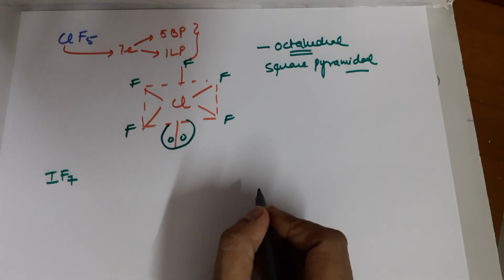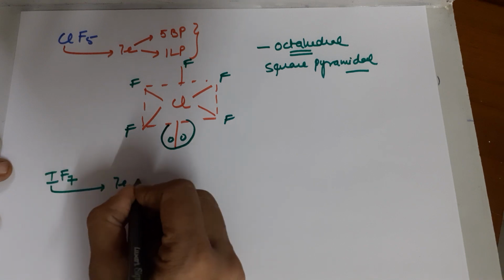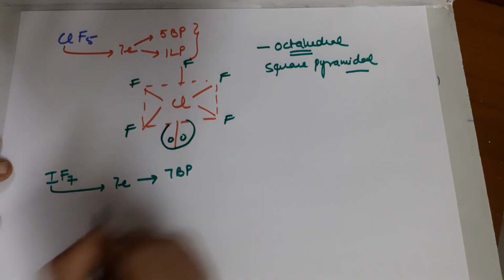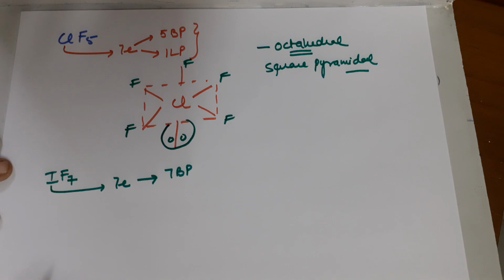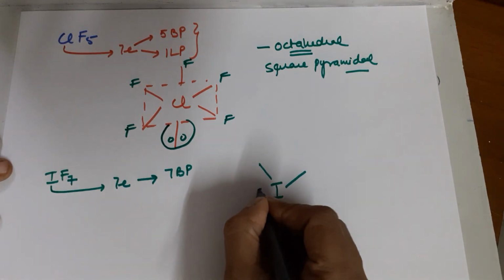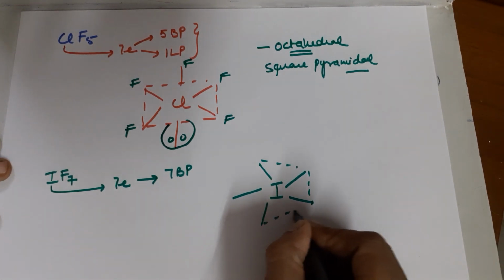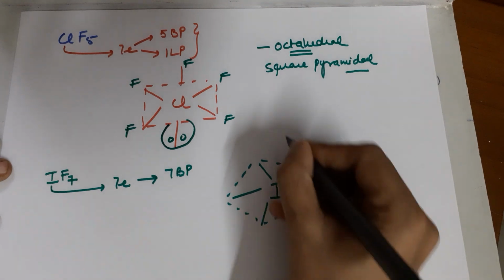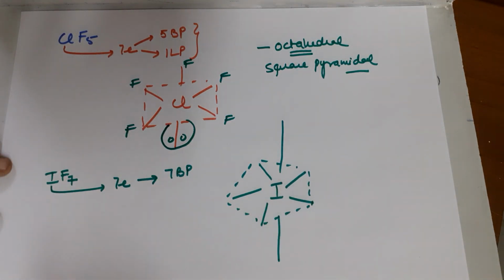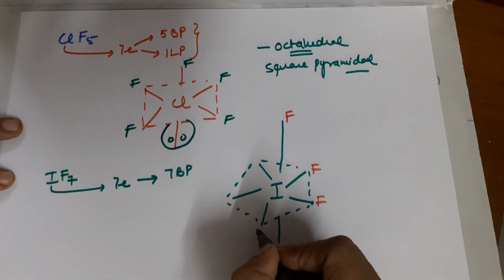Fine. The last example is IF7. This is the central atom with 7 electrons and all 7 are used, so it is 7 bond pairs. For 7 bond pairs, the geometry is pentagonal. 1, 2, 3, 4, 5, 5 bonds on this plane, 1 above and 1 below. Since there are no lone pairs and all fluorines are to be placed, you do not need to give it a thought. Just place the fluorines.